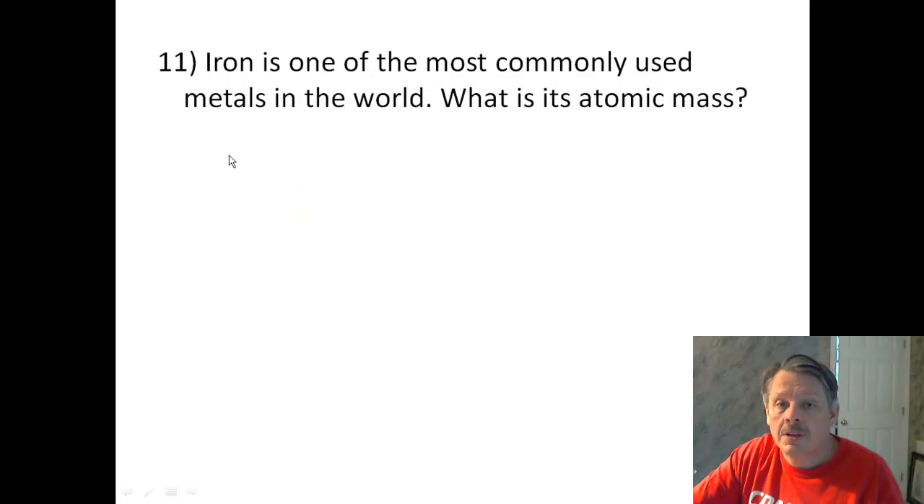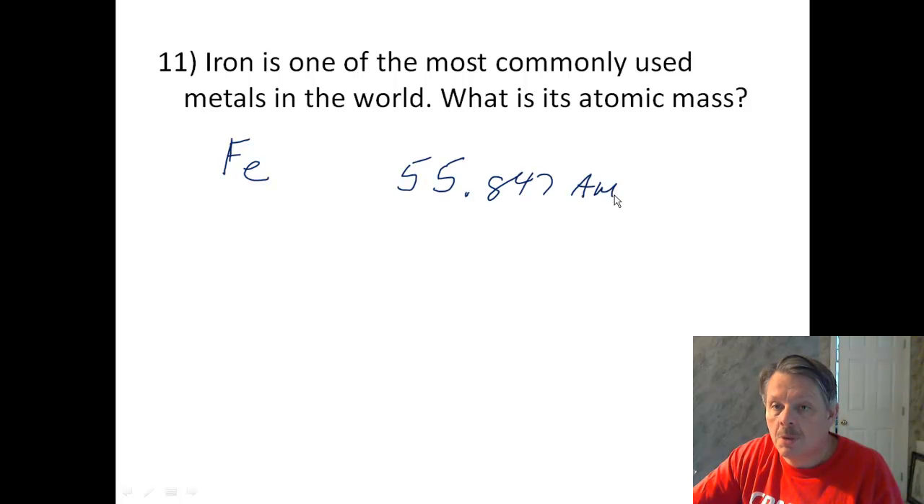Iron. Iron is a very common metal. I look it up on the periodic table, and iron is Fe. And when I look up Fe, I find out it is 55.847 atomic mass units.